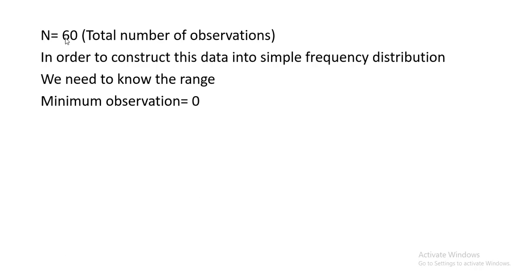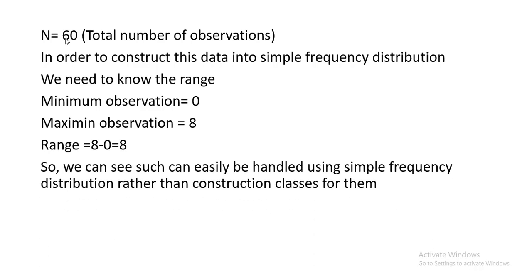For the range, we know the minimum observation is 0 and the maximum observation is 8. So the range is 8 minus 0, which equals 8. As you can see, the range is very small and can be easily handled using a simple frequency distribution. So we don't need to divide these observations into classes. We can simply use a simple frequency distribution, that is, with each corresponding observation we can calculate its frequency. So let's get started.